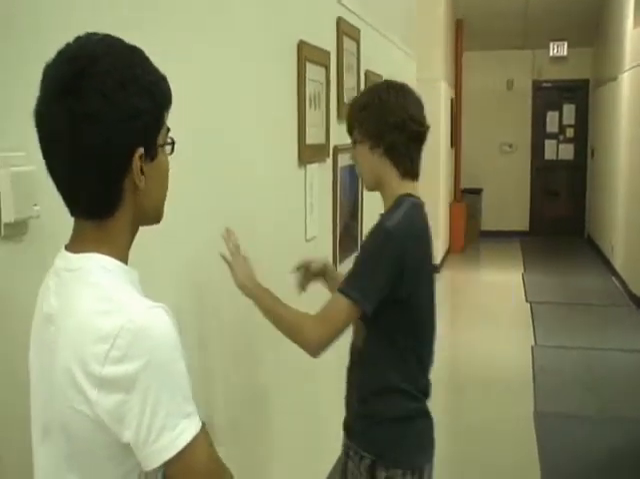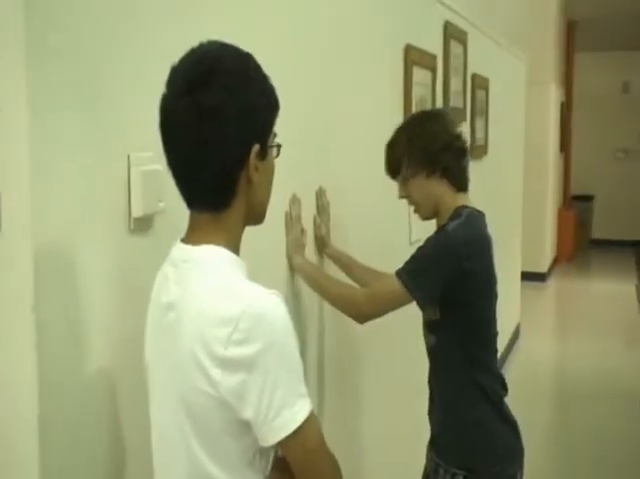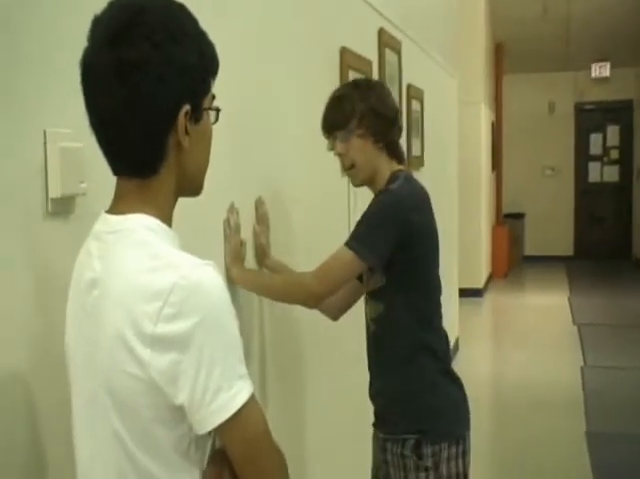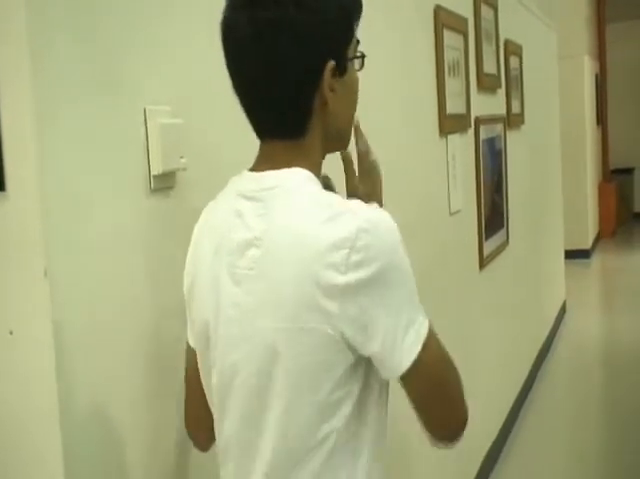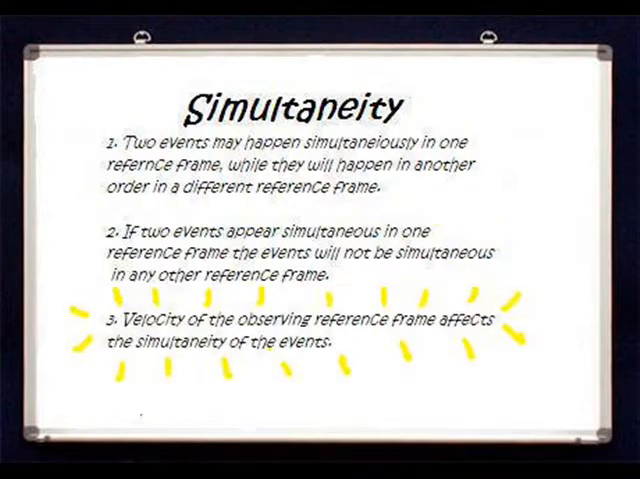So, as stated before, if someone were moving in that direction at 0.9c, me doing this may appear like that, and if someone were moving that way at 0.9c, it may appear like that. Right, so velocity of the observing reference frame has an effect on the time difference between the two events, right? Yes. Points two and three: if two events appear simultaneous in one reference frame, the events will not be simultaneous in any other reference frame. Velocity of the observing reference frame affects the simultaneity of the events.